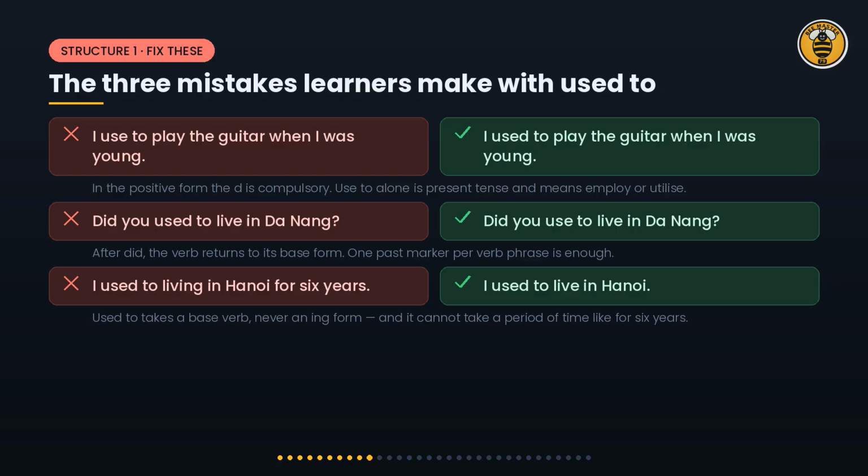Number 2. "Did you used to live in Da Nang?" After did, the verb goes back to its base form. One past marker per verb phrase is enough. So, "Did you use to live in Da Nang?"